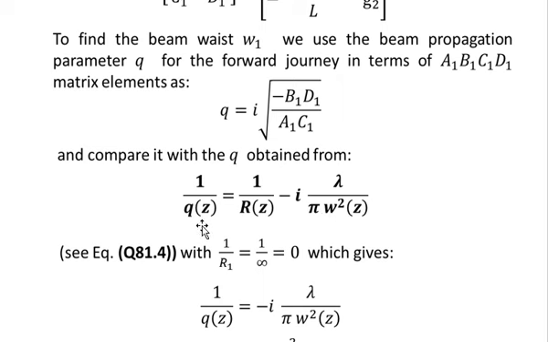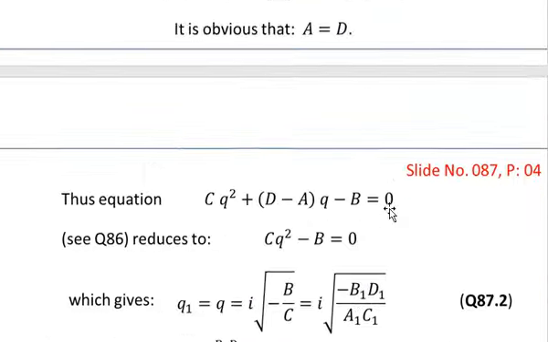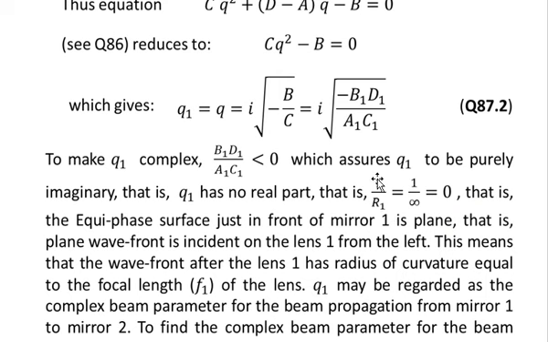So now I am talking about q1. For that one, if you set r1 equal to infinity, 1 over r1, 1 over infinity is equal to 0. And then you are left with 1 over q1 equal to minus iota times lambda over pi w1 square. Okay, so that's why we have set 1 over r1 equal to 1 over infinity equal to 0.